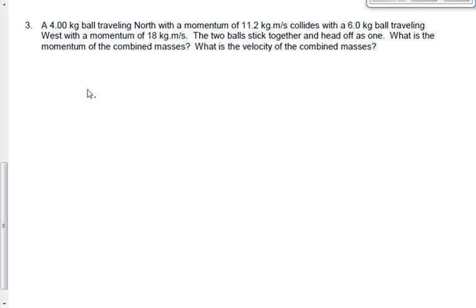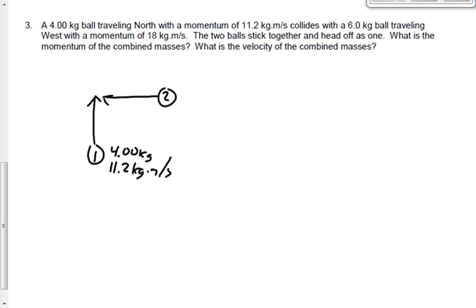All right, so here's the situation. Object number 1, 4 kilograms. It's got a momentum of 11.2 kilograms meters per second, not a velocity. Don't get that mixed up, okay? It's a momentum. We have object number 2 going to the west with a mass of 6.0 kilograms and a momentum of 18 kilograms meters per second. After the collision, they go off as one. They're going to go off north and west somewhere up in that direction. Doesn't matter if we're perfect with that.